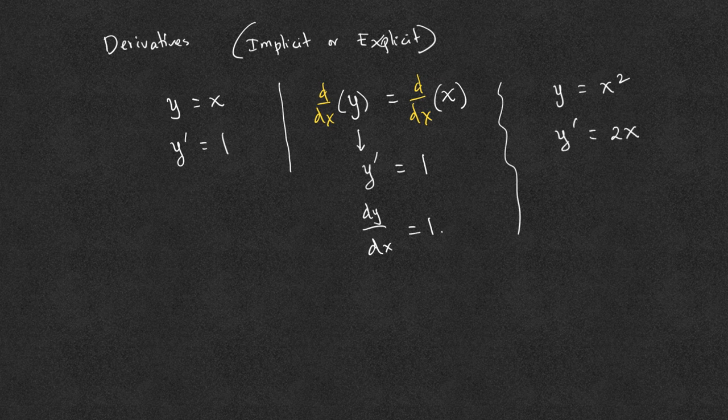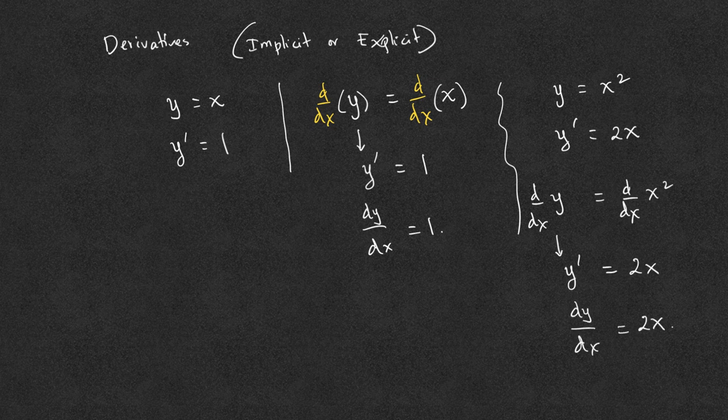But what this really means is that we differentiate both sides of the equation with respect to x. When we write d dx, this means we're taking the derivative with respect to the variable. And in this case, if y equals x squared, then the variable of the function is x. And so d dx of y is y prime, and the derivative of x squared with respect to x is 2x, and we would write dy dx equals 2x.